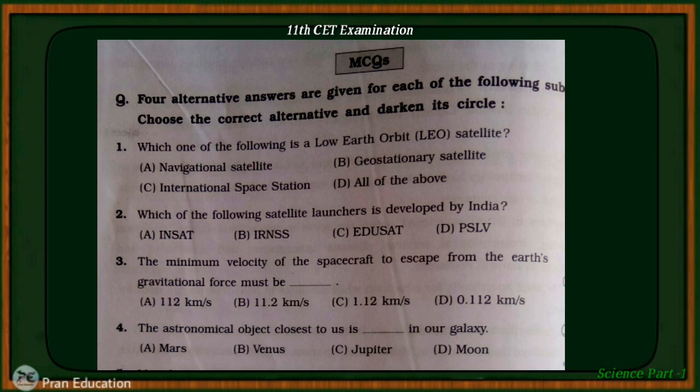Okay, let's start another chapter. MCQs. Four alternative answers are given for each question. For the following questions, choose the correct alternative and darken its circle. First, which one of the following is a low Earth orbit, LEO, satellite? Options: A, navigational satellite. B, geostationary satellite. C, International Space Station. And D, all of the above. The correct option is option C, International Space Station.